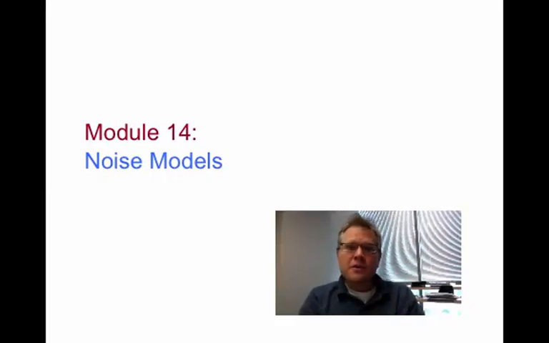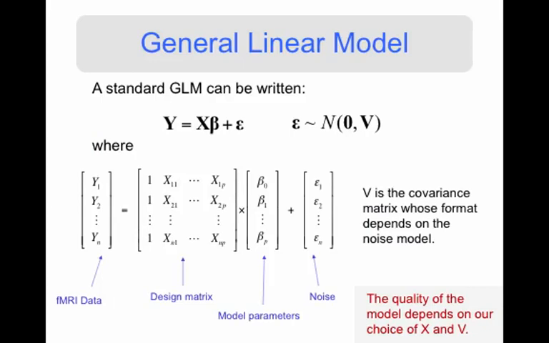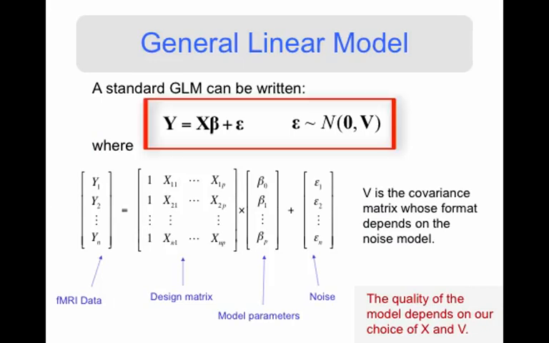Hi, in the previous modules we talked about how we can model the design matrix in a standard GLM analysis. In this module we'll concentrate on the variance-covariance matrix. So recall, a standard GLM can be written as y = Xβ + ε, where ε is normally distributed with mean 0 and variance-covariance matrix V.